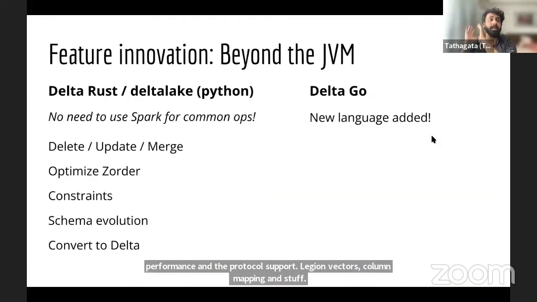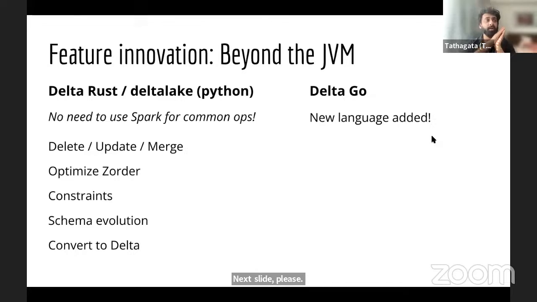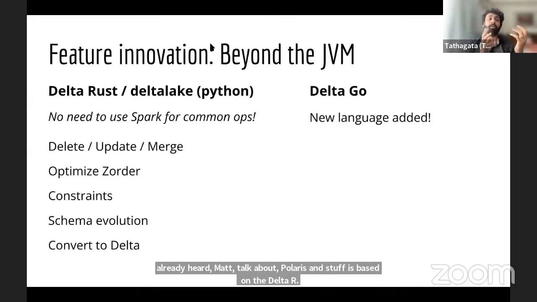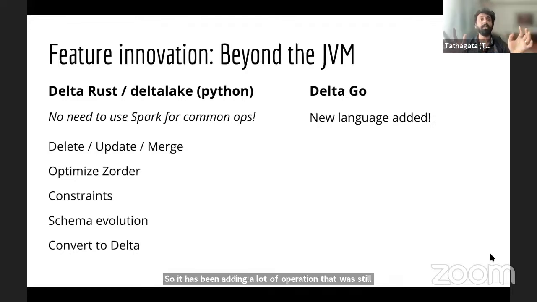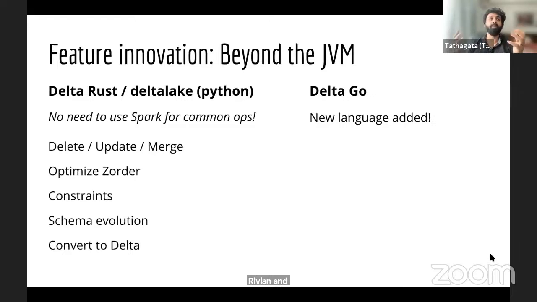And of course, Delta Rust, all the things that you have already heard Matt talk about, Polaris and stuff is based on the Delta Rust. So it has been adding a lot of operations that till now were available only in Spark, which is amazing. You don't need Spark to do these operations. We also have a new connector, Delta Go, contributed by Rivian. And so, the ecosystem is expanding beyond the JVM very, very rapidly.